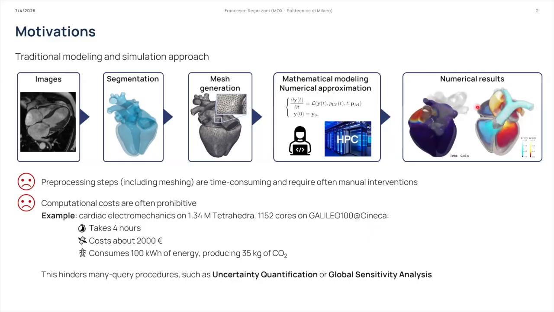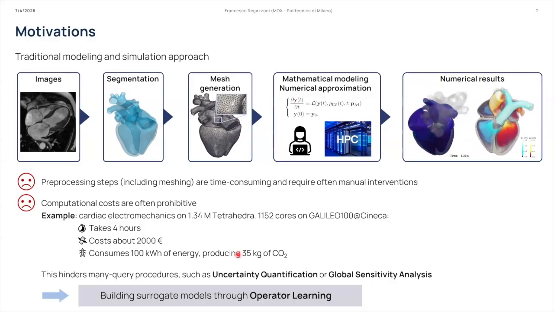For instance, if you consider this cardiac electromechanical simulation, it took 4 hours on a supercomputer with 1,000 cores, with an estimated cost of nearly 2,000 euros in electric consumption and also non-negligible pollution. So you immediately realize that this kind of exploitation of computational models is not sustainable, both for their computational times and also their cost. And so what we are trying to do is to exploit operator learning as a way to build surrogate models that can replace these high-fidelity solvers.